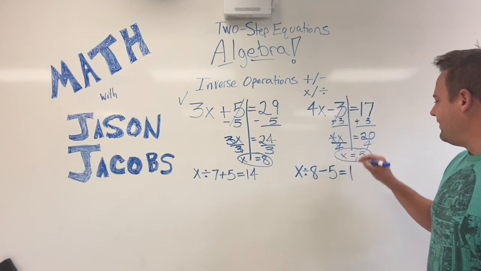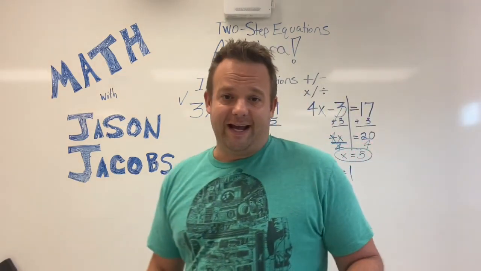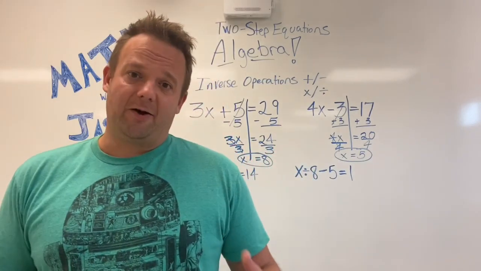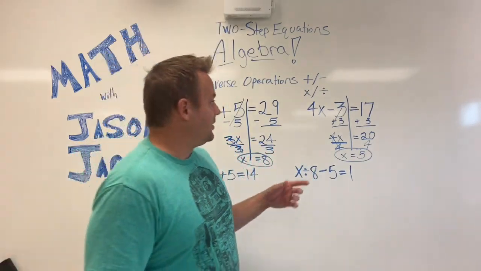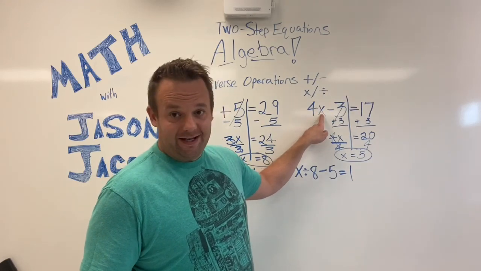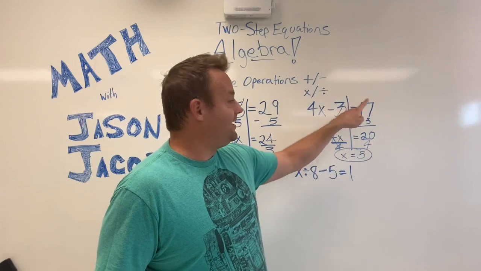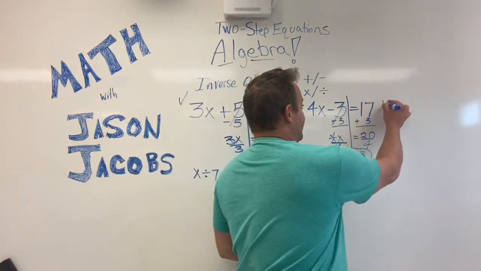Remember to circle the value of x. X is 5. Now, very important, ask yourself, does this make sense? How do we decide if it makes sense? We're going to go through and check it. 4 times 5 is 20. 20 minus 3 is 17. This checks out. This is good.